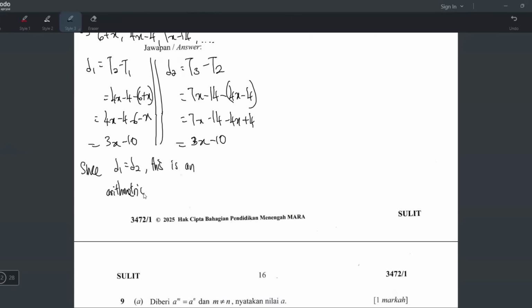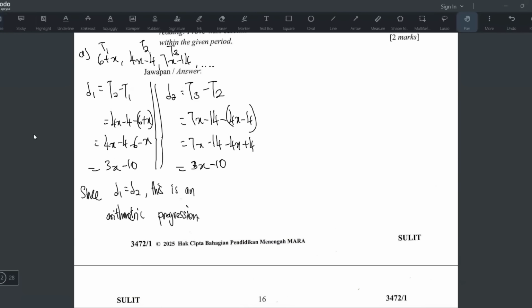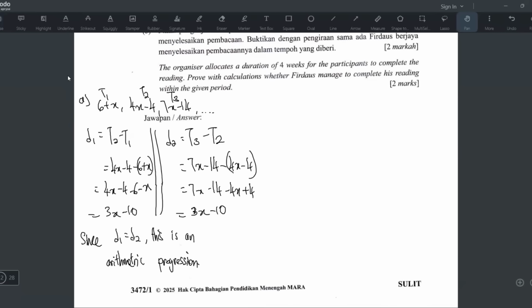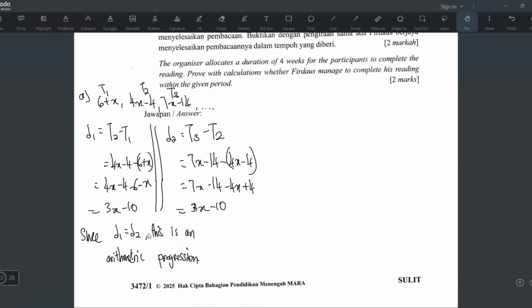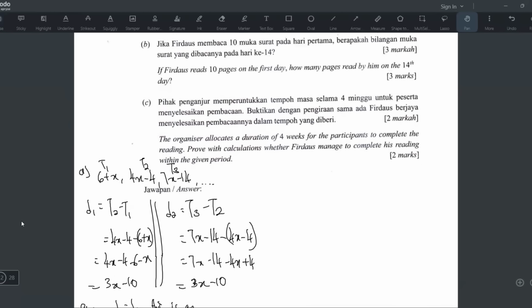Arithmetic progression. Janjang arithmetic. Okay, so that's how I would do it. The question asked us to justify, that's why you have to write a sentence. You kena tulis satu ayat macam tu. Okay, let's do B pula.